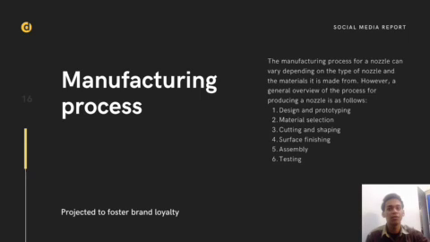The process for producing a nozzle is design and prototyping, material selection, cutting and shaping, surface finishing, and assembly testing. It is worth noting that the process can differ depending on the type of nozzle, the material used, and the specification required. Some nozzles can be 3D printed or produced through injection molding.